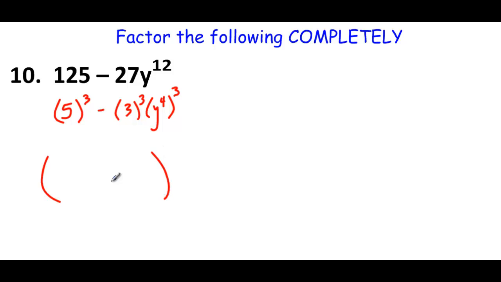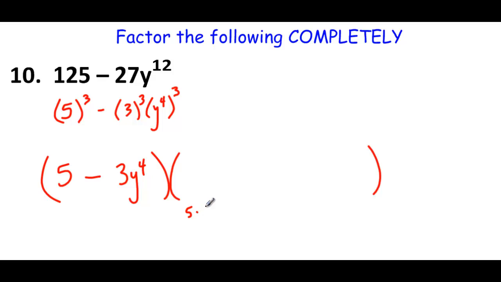So now I'm going to get my smaller parenthesis. I take my a value from my formula, which is just 5, minus, and here I need a 3y to the 4th. Again, what goes in this parentheses is what you would have to cube to get back to the original. So 5 times 5 times 5 gets me 125. 3y to the 4th times 3y to the 4th times 3y to the 4th gets me back to 27y to the 12th. Now I'm going to write my larger parenthesis.